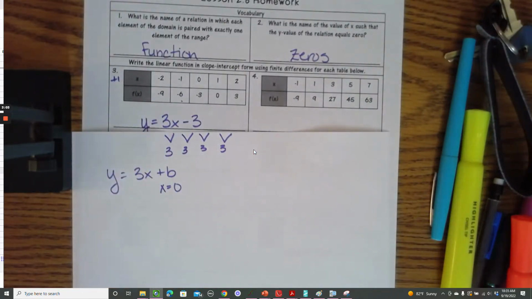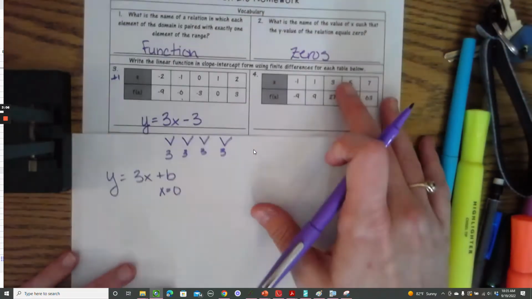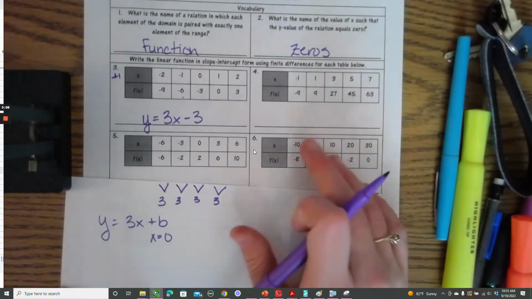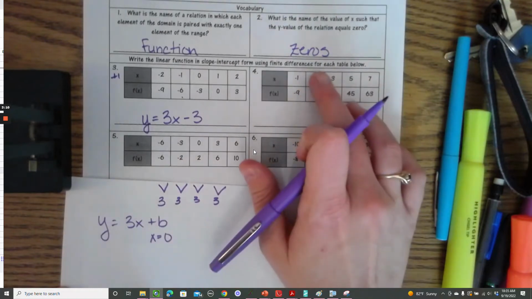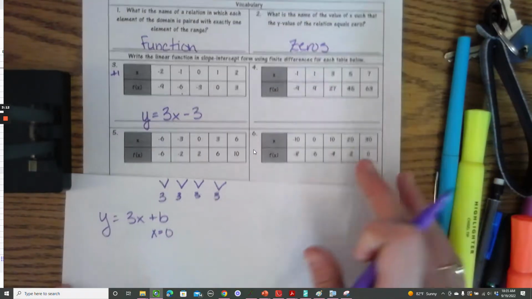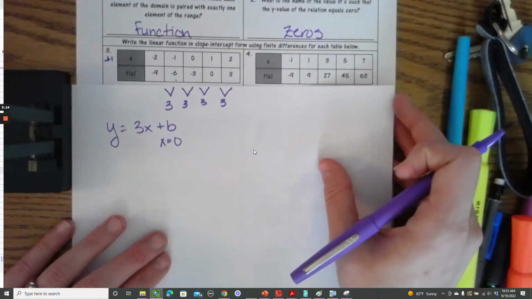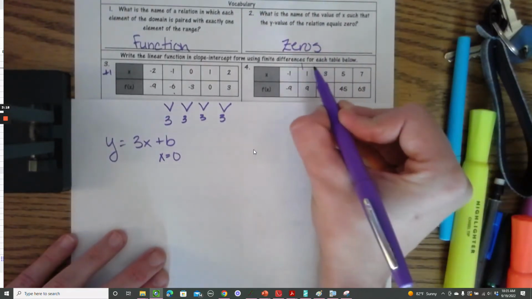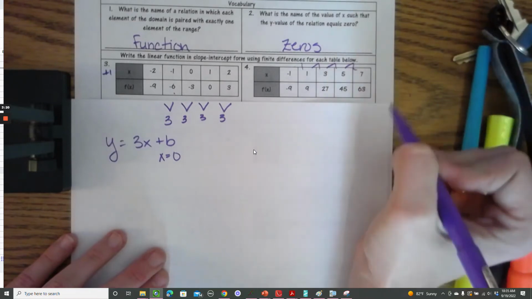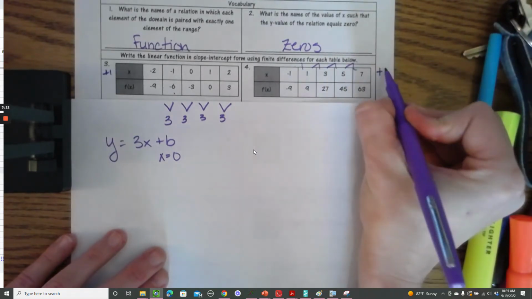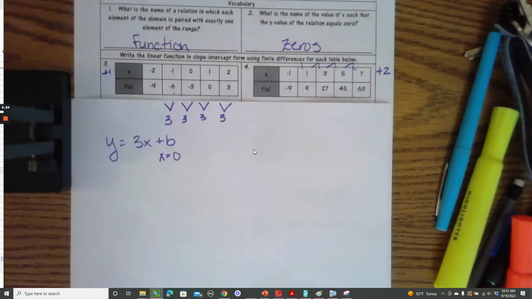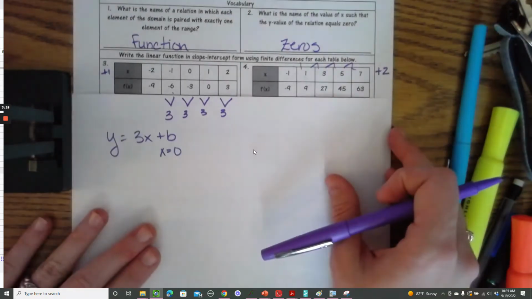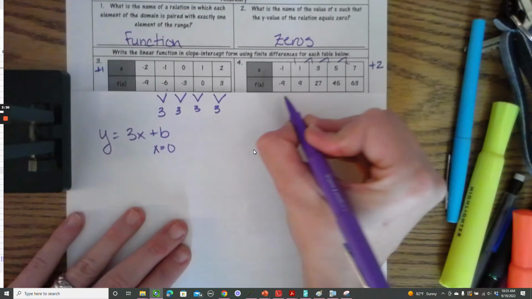So what if you didn't have 0? Okay, let's do one where you don't have a 0. Let's see. That one's got it. That one's got it. So let's do 4. All right, so what's the change in x here? How's x changing? All right, we're adding 2. This is actually a good one to work because we got to do something different for this one. All right, so the change in y.